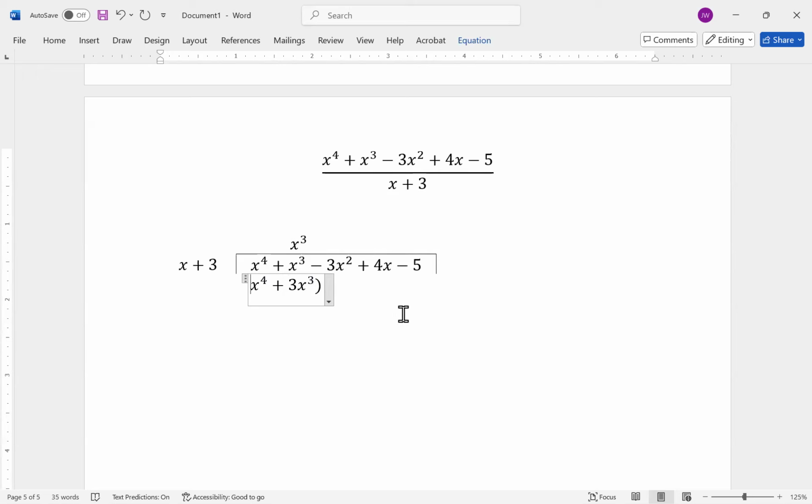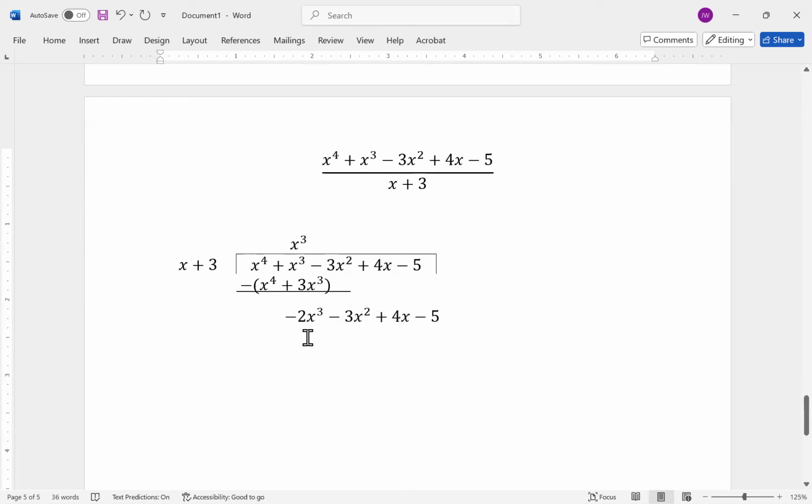I subtract that polynomial off. Whoops. And once I do that, the remaining polynomial I get, my dividend minus this, is going to be minus 2x to the third minus 3x squared plus 4x minus 5. Then I go through my process.